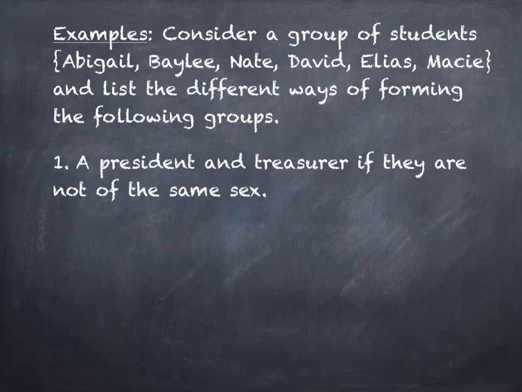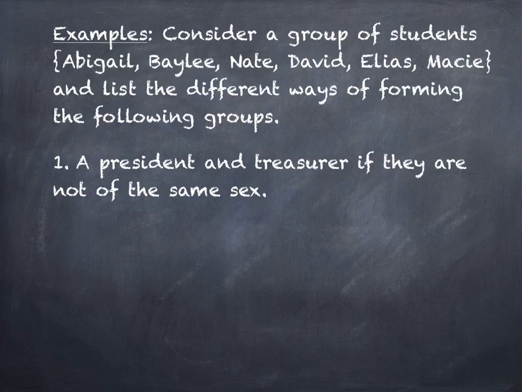So we're going to start with a group of students. The students are Abigail, Bailey, Nate, David, Elias, and Macy, and we're going to list the different ways of forming the kinds of groups. Now, I recognize that not everyone in here may know these particular names, and you may not know which names are boys or girls. So we're just going to do this all together first to make sure everybody's on the same page.